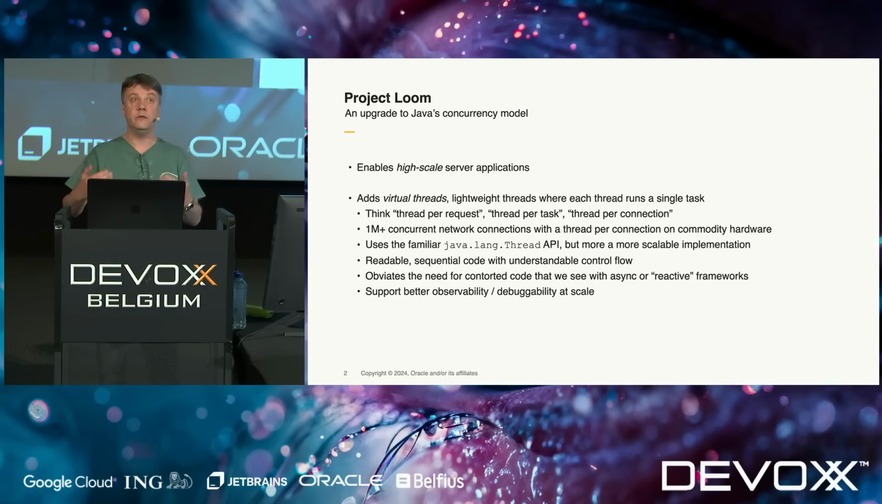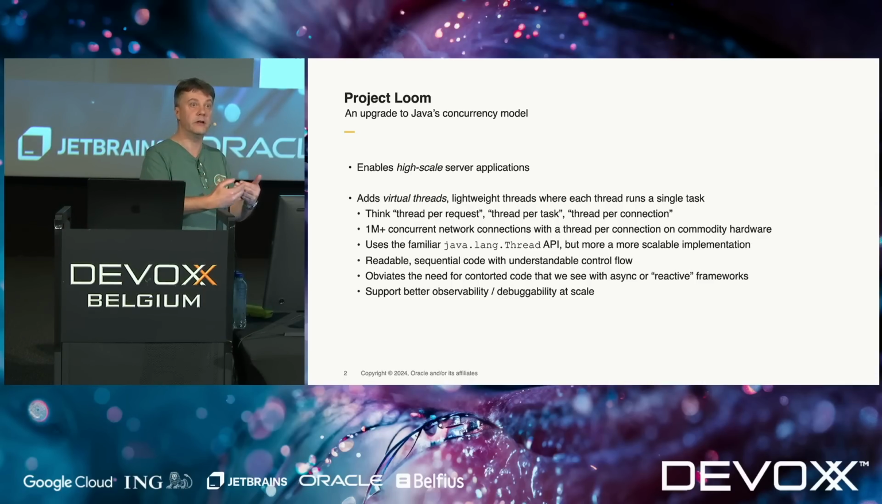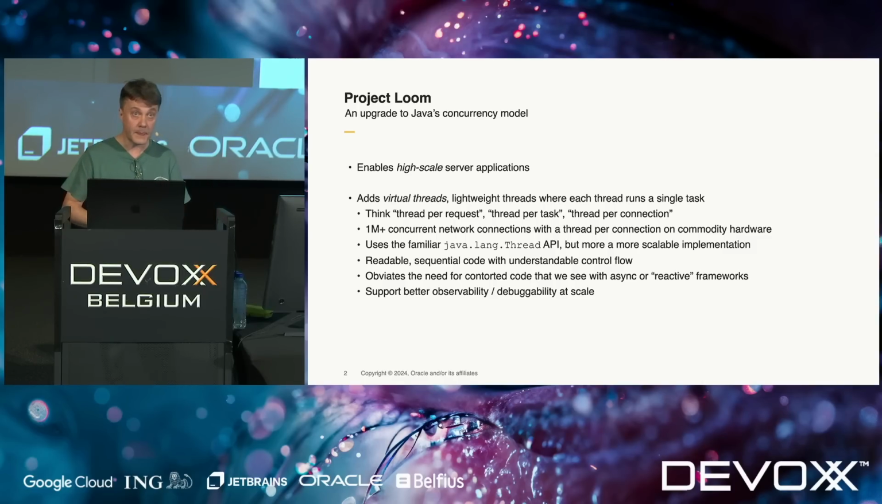In the Java ecosystem, we've been used to threads being quite an expensive resource over the last 25 years. We're used to sharing them, and to using thread pools. With virtual threads, we go back to a world of thread per request, thread per task, thread per connection. A very, very simple programming model. We can have 1 million plus virtual threads in a single virtual machine. We can have a million plus connections where each network connection is managed by a single virtual thread. So that's very, very cool.